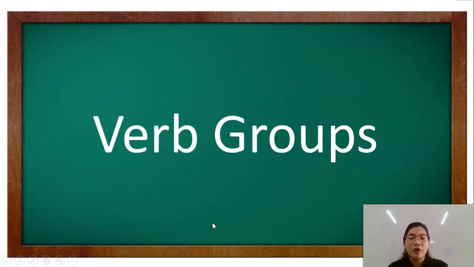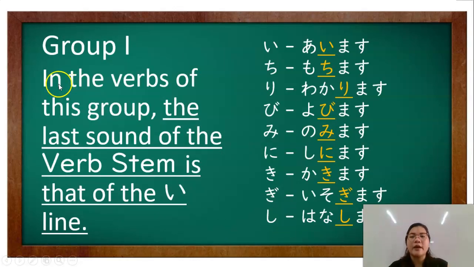So, here are the verb groups. As I said, they are categorized in 3 groups. Let's start from the first one. This is group 1. In the verbs of this group, the last sound of the verb stem is that of the I line. Kita mo sa I line natin, like i, chi, ri, bi, mi, ni, ki, gi, and shi. For example, imasu. When we have the verb stem, you omit the masu, so i. That means imasu belongs to group 1.